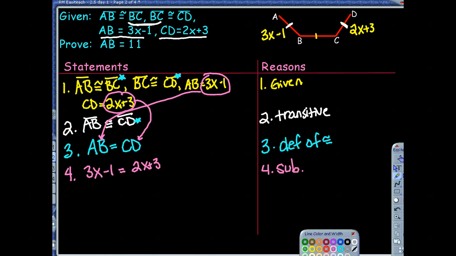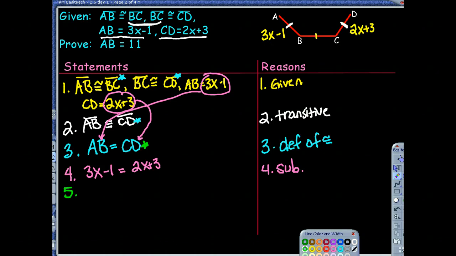Awesome. Okay. From here, we have now used all of our given. We've used all of these statements so far. We're now at this new statement. But what do you notice we have? I have an equation. Algebraic equation. Absolutely. And you love equations. What can we do with this equation?